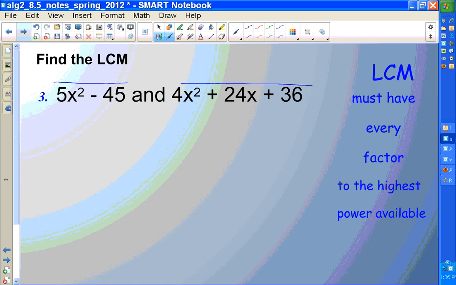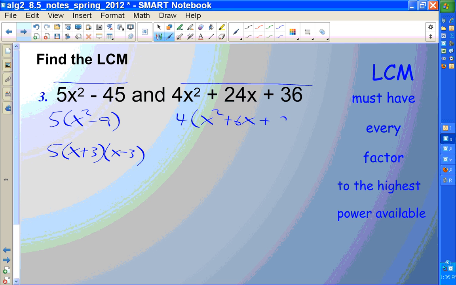So when we factor here, you're going to have 5, x squared minus 9, 5 times x plus 3 and x minus 3. Here when you factor, you're going to pull out a 4, and you get an x plus 2. x plus 3 squared.